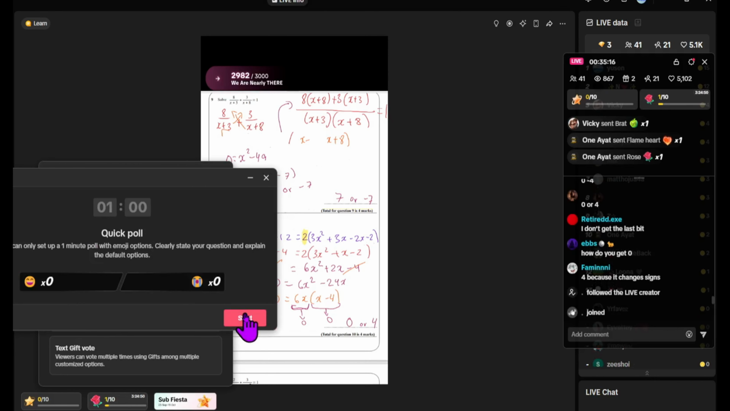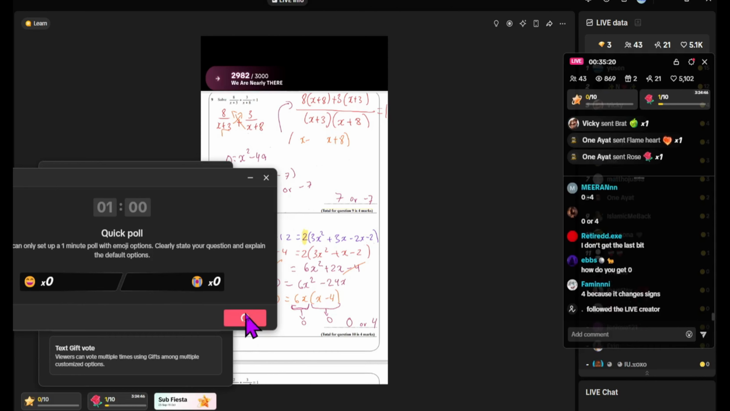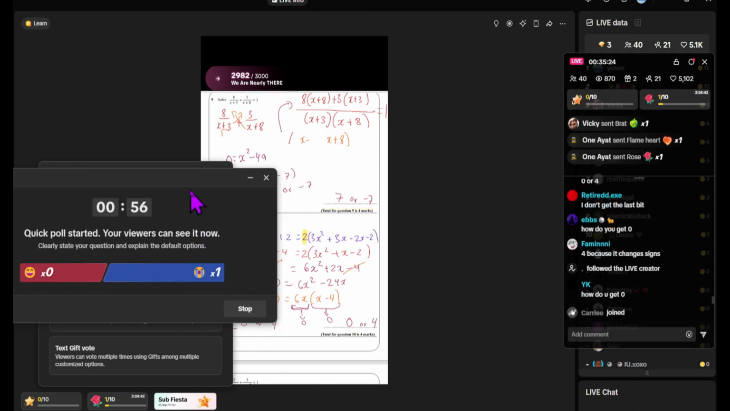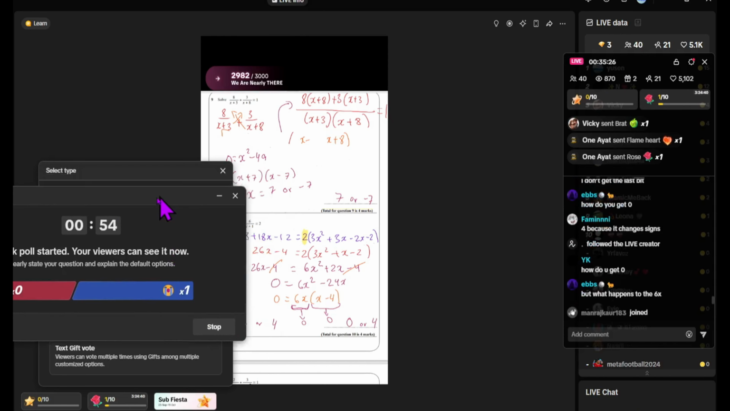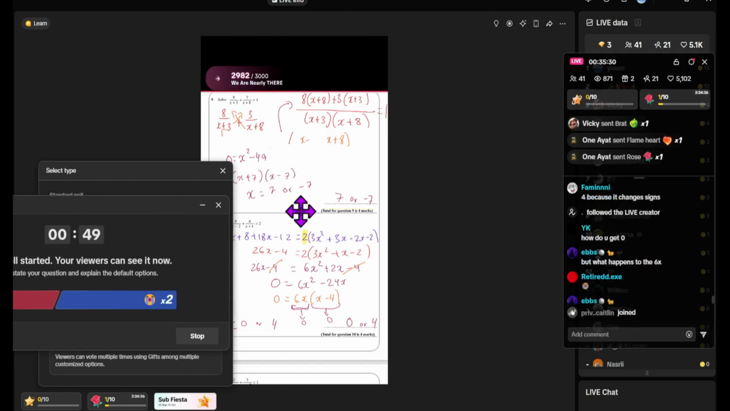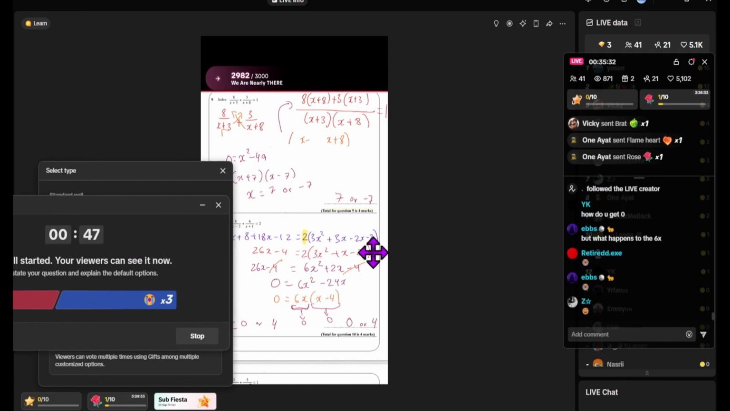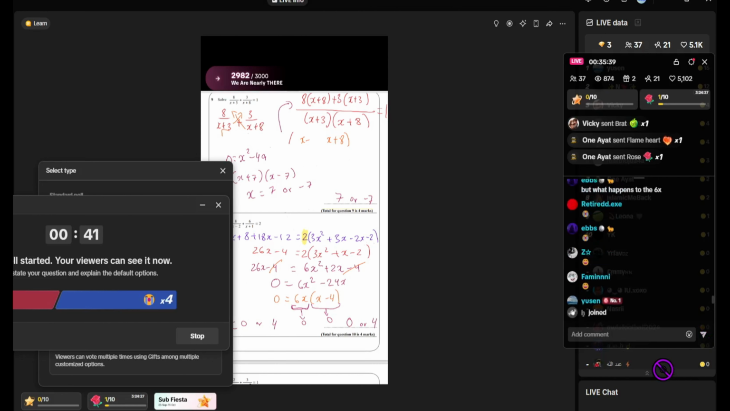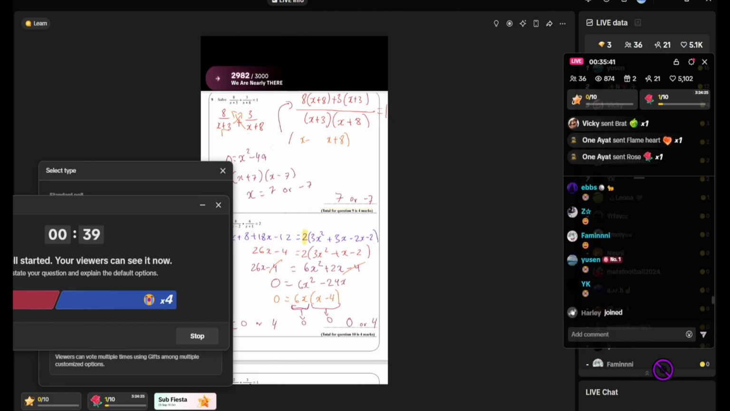I'm going to do a quick poll so you guys can tell me if you understand, okay? Now, how did I get 0? I got 0 because I rearranged it to get 0 so I can make it equal to 0. I did it on purpose to get to 0 because it's a quadratic. Yes, this is higher.